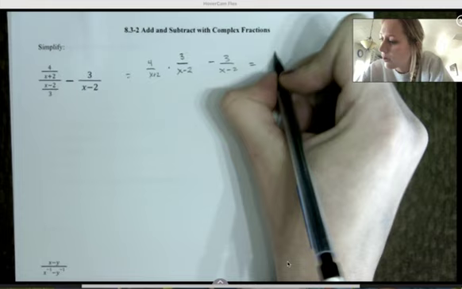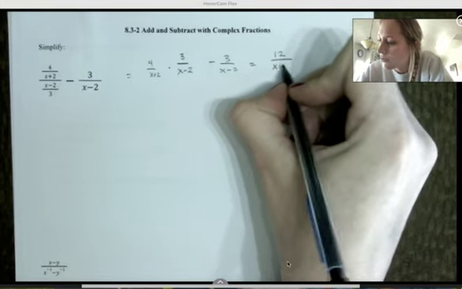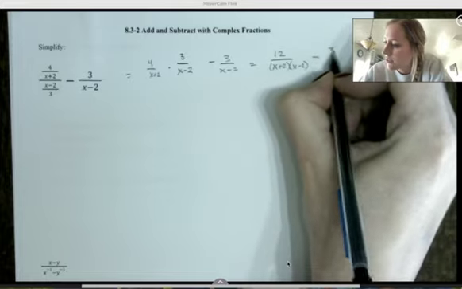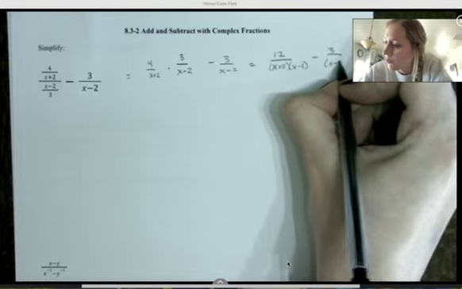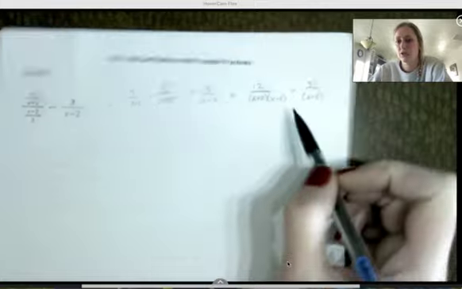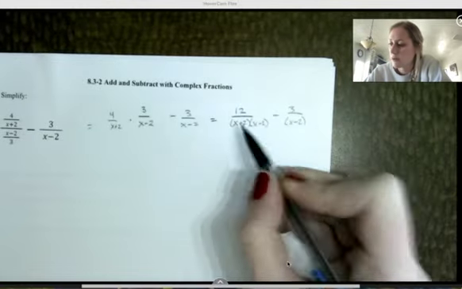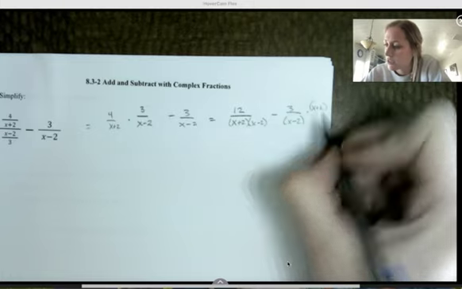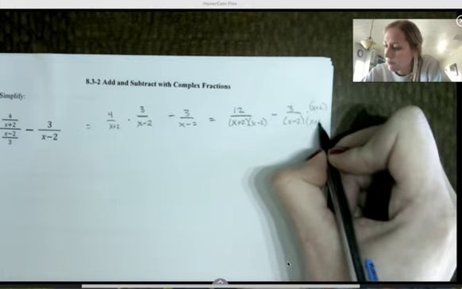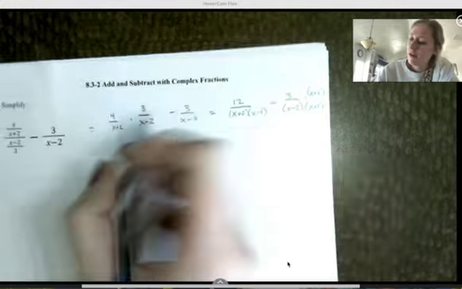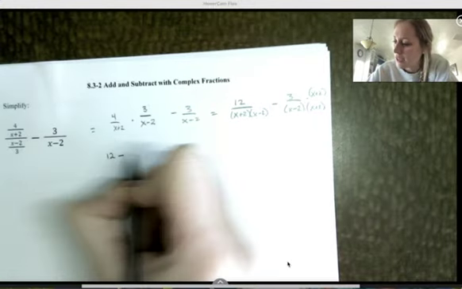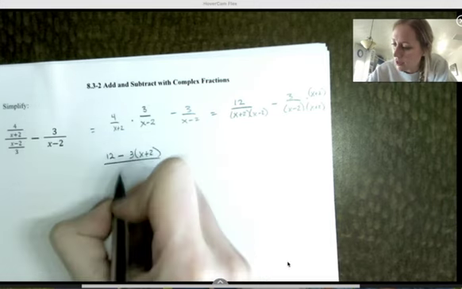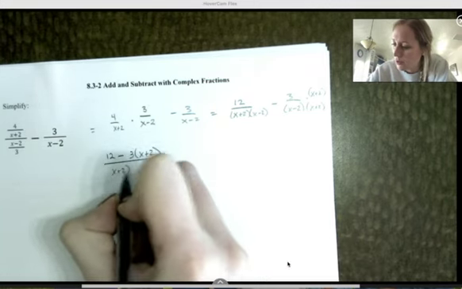So I've got 12 over (x plus 2)(x minus 2) minus 3 over x minus 2. So I need a common denominator now to do this subtraction. My common denominator is going to be (x plus 2)(x minus 2). So I've got to multiply the top and bottom by x plus 2 here. So we have 12 minus 3 times (x plus 2) over our common denominator, (x plus 2)(x minus 2).